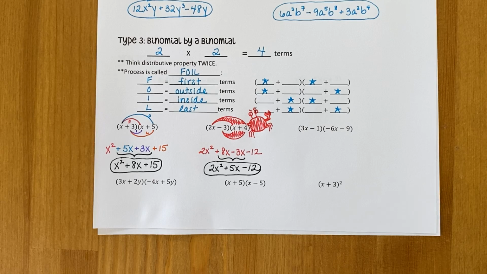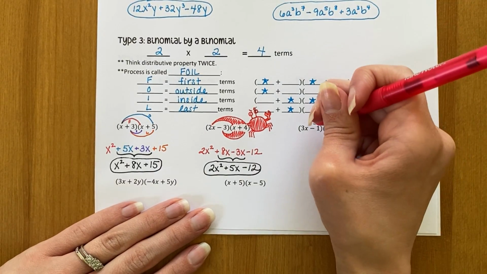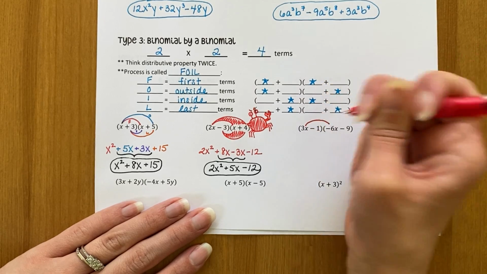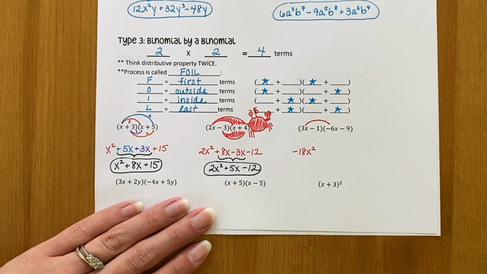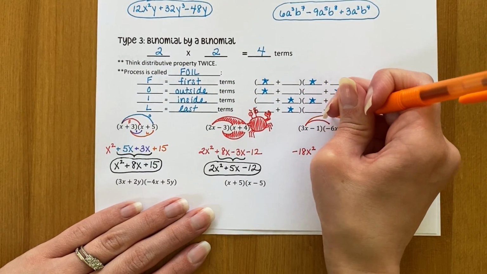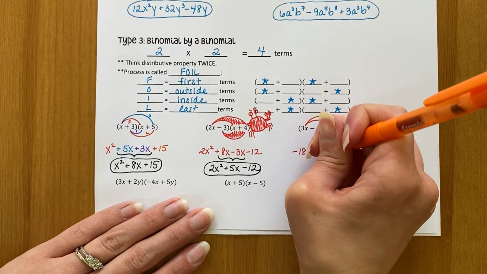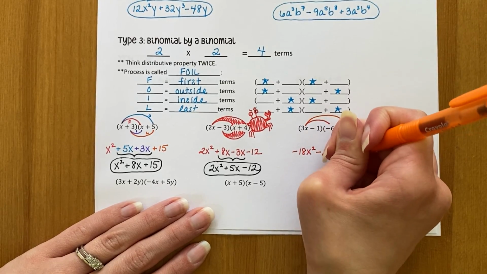We have lots of negatives to deal with here. So as I go, here's what we got. We're going to do 3x times negative 6x. That'll be negative 18x squared. All right, we also have 3x times negative 9. So make sure that you write that out as a negative 27x.